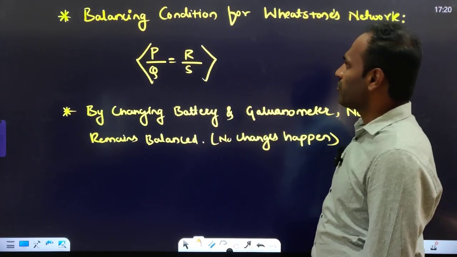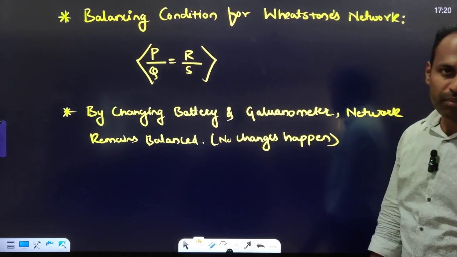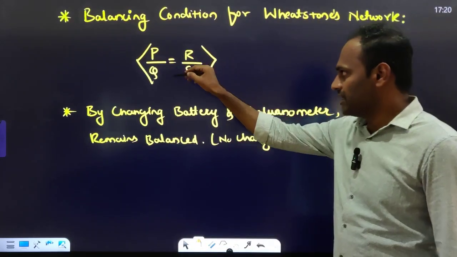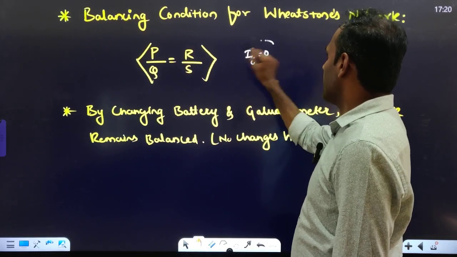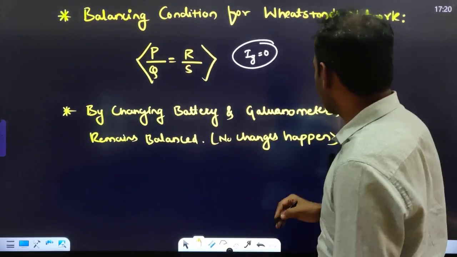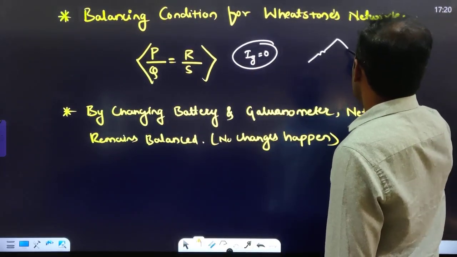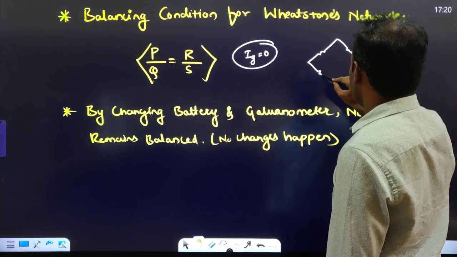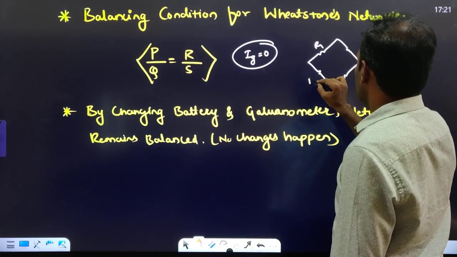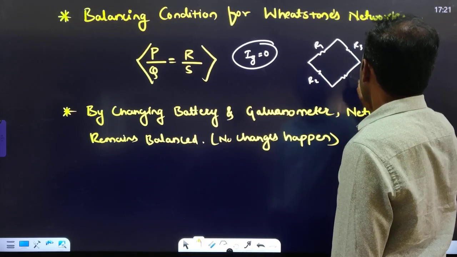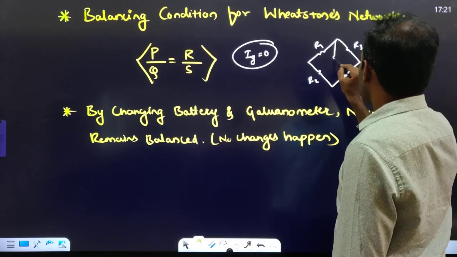Next, balancing condition of Wheatstone's network, P by Q is equal to R by S. If this is balanced, if LHS is equal to RHS, then IG will be equal to 0. Current in the galvanometer will be 0. See, if the circuit is like this, this is R1, this is R2, this is R3, this is R4, and this is R5.